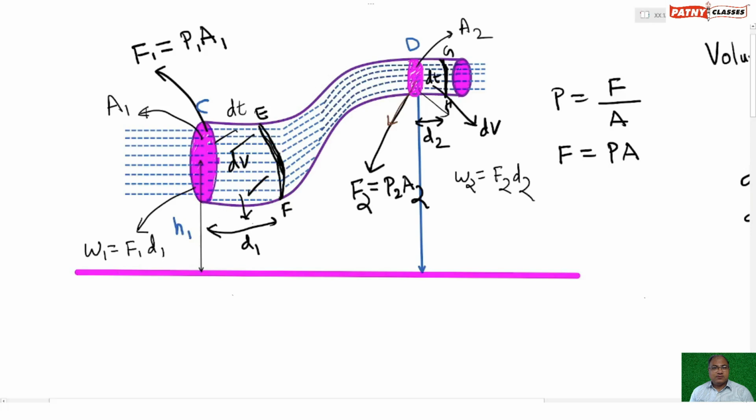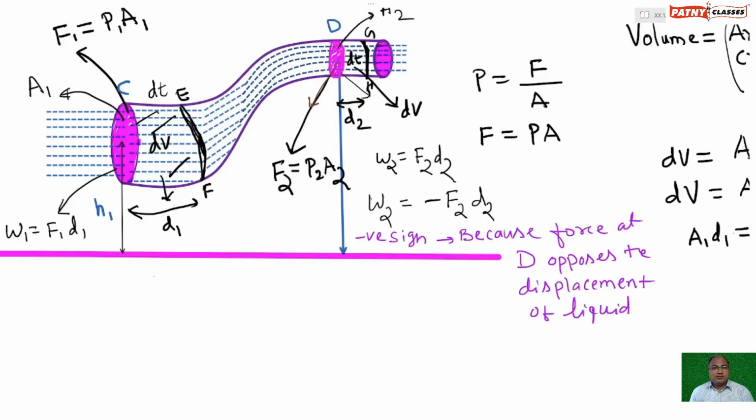At the lower part, the liquid is moving through distance d1. Therefore, work done at the lower part, W1, equals F1 multiplied by d1. And at the upper part, the liquid is moving through distance d2 from D to G. The magnitude of work done is F2 multiplied by d2, and for W2 we place a negative sign here. Why a negative sign? Because the force at D opposes the displacement of the liquid. Therefore, the work done is negative here.